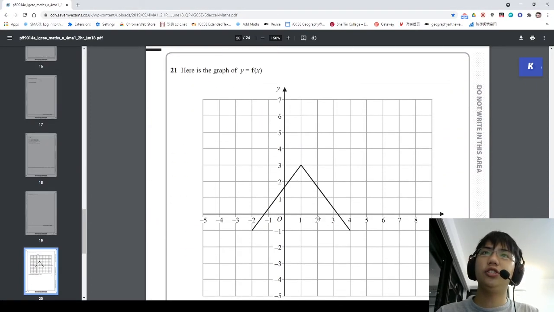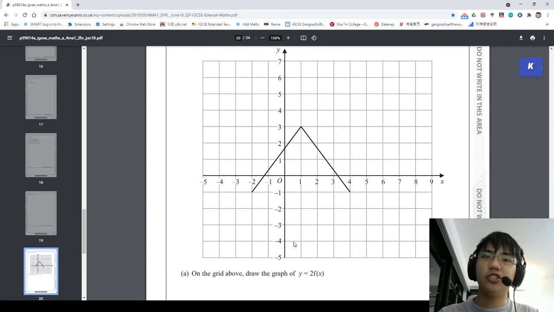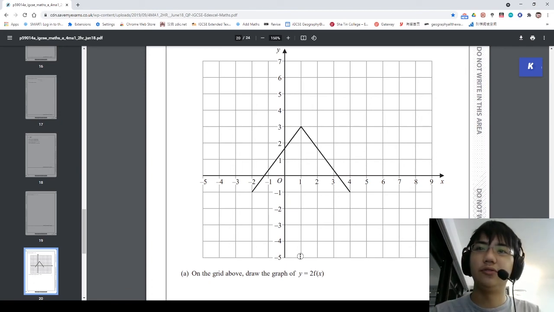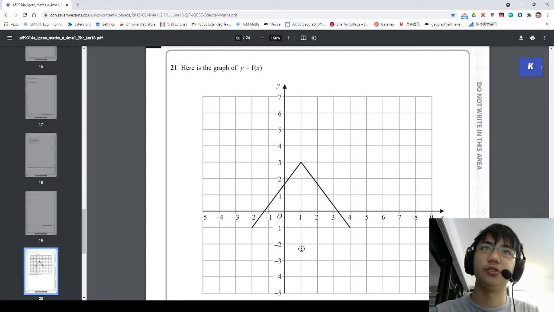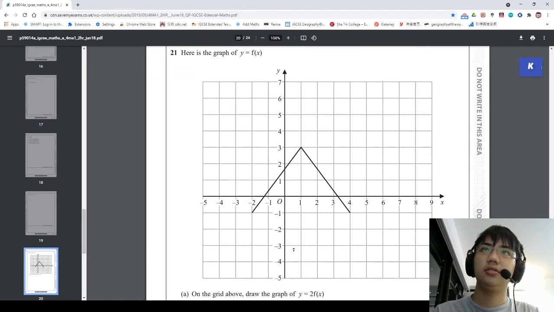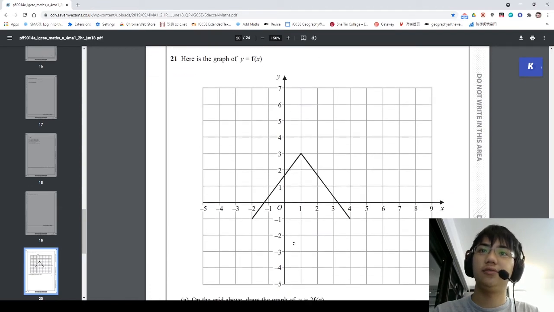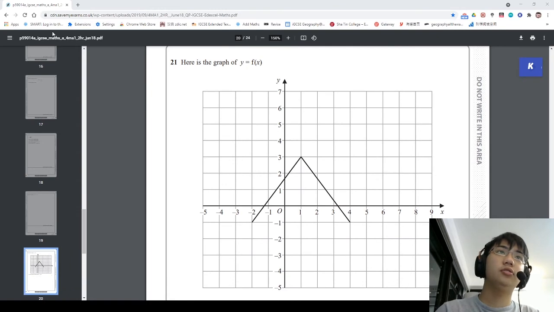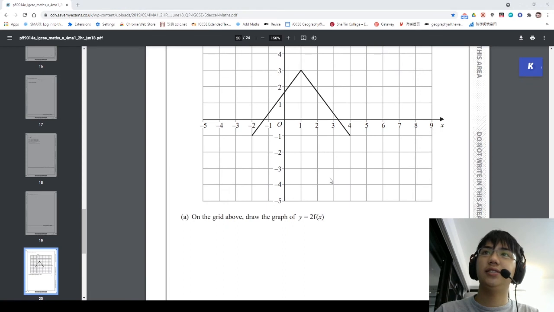Moving on to question 21, here's the graph of y equals f of x. Question A asks, on the grid above, draw the graph of y equals 2 f of x. So let's copy this first. So let's just copy this graph and the question. So you have this, and you have this.